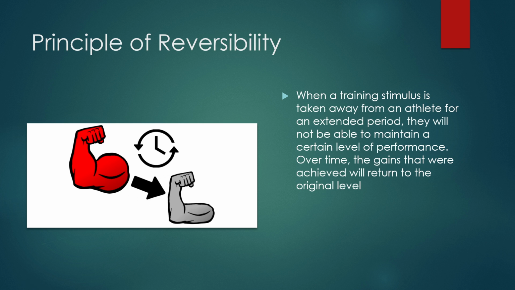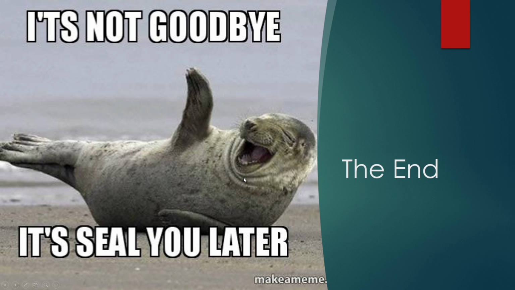And then the principle of reversibility: when a training stimulus is taken away from an athlete for an extended period, they will not be able to maintain a certain level of performance. Over time, the gains that were achieved will return to the original level. So again, you have to be consistent with it. Otherwise, if you get super swole and then you're like, sweet, I'm swole, I don't ever have to lift again, and then a year later you're like, oh wait, I'm just back to where I used to be. It's a lifestyle. It's got to be consistent.